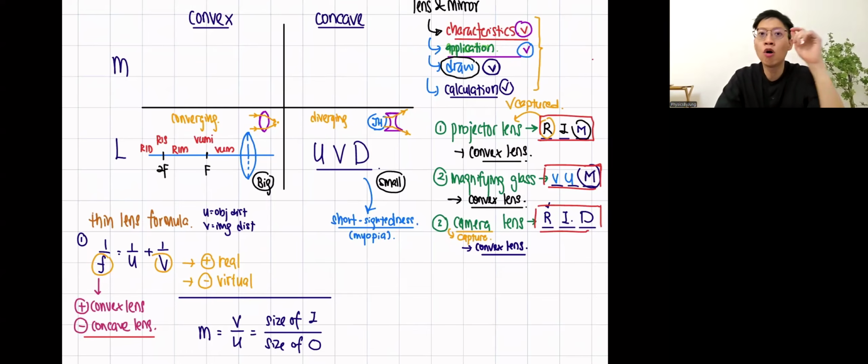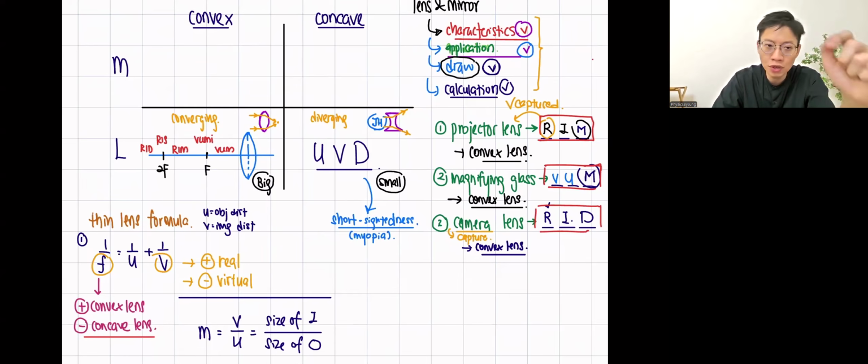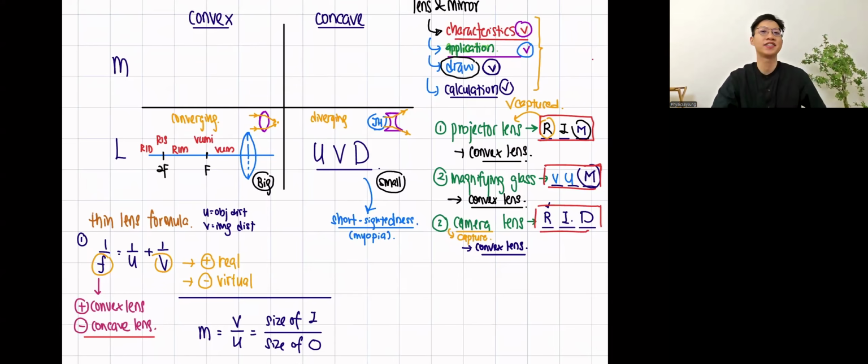Do you think drawing of a mirror is harder or drawing of a lens is harder? Your guess. Which is harder to draw? Is a mirror harder to draw or a lens harder to draw? The answer is the mirror is harder to draw.